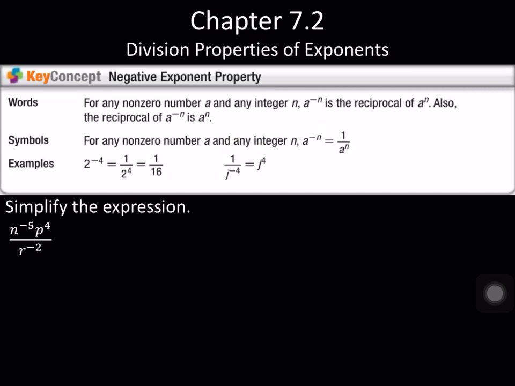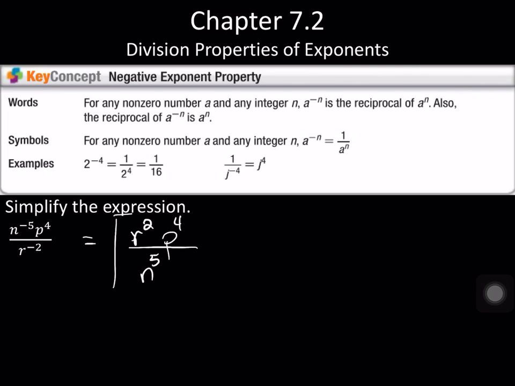Okay. So n to the negative 5 times p to the 4th divided by r to the negative 2. Those two negative exponents cause their bases to move. The p to the 4th is positive, so we leave that p to the 4th where it is. The n to the negative 5, that negative exponent has to move to the denominator. And instead of a negative 5, now it's a positive 5. R to the negative 2 doesn't want to be down there, so it moves to the top, and that negative 2 is now a positive 2.